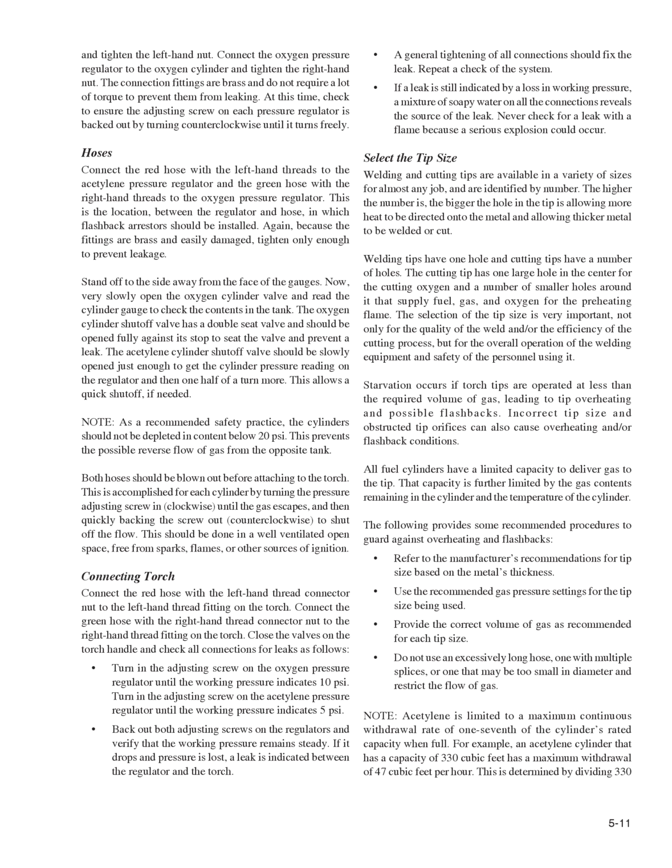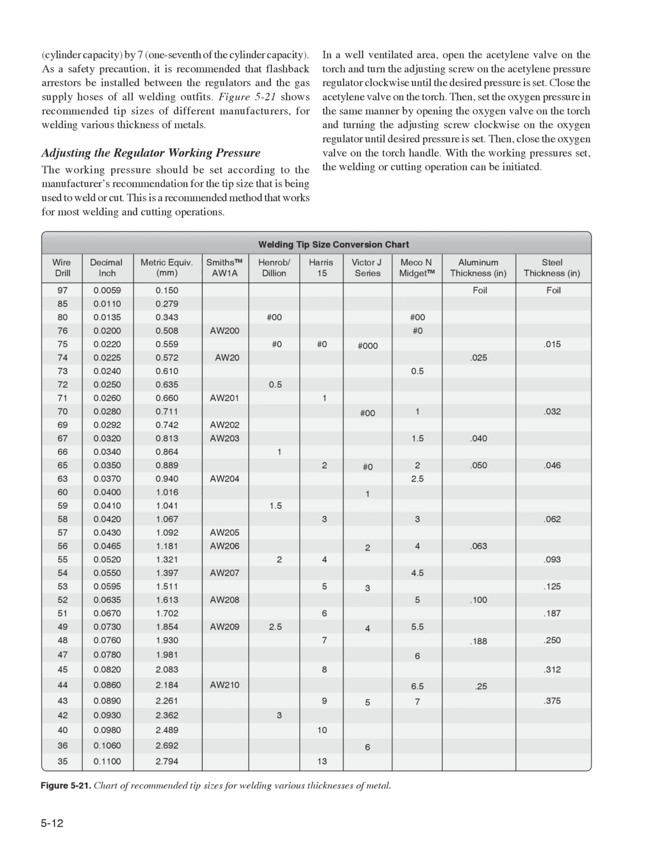Do not use an excessively long hose, one with multiple splices, or one that may be too small in diameter and restrict the flow of gas. Note: acetylene is limited to a maximum continuous withdrawal rate of 1/7 of the cylinder's rated capacity when full. For example, an acetylene cylinder that has a capacity of 330 cubic feet has a maximum withdrawal of 47 cubic feet per hour. This is determined by dividing 330, the cylinder capacity, by 7, 1/7 of the cylinder capacity.